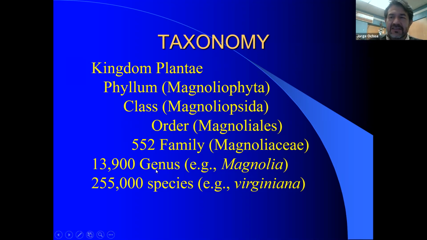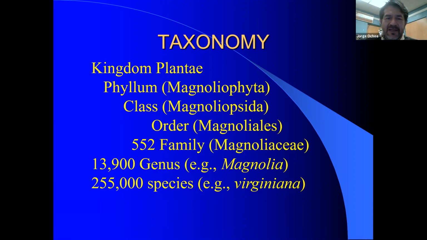So genus, or genera for plural, we're looking at about 13,900 in all the different plants. Families, about 552, more or less. They're still doing some more studies on the genetics and working out who's related to what. New families are being created. Old ones may have been lumped together with a couple of other plants, or they may have been completely destroyed. So keep that in mind.